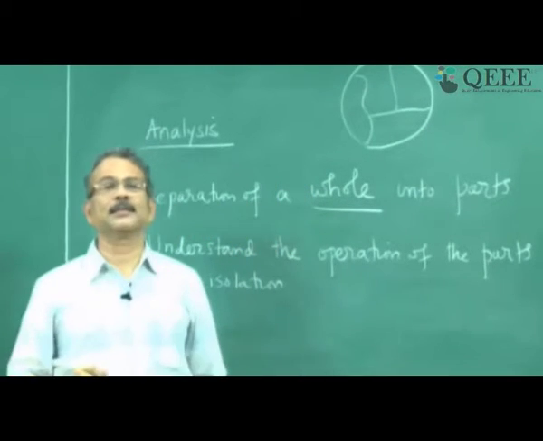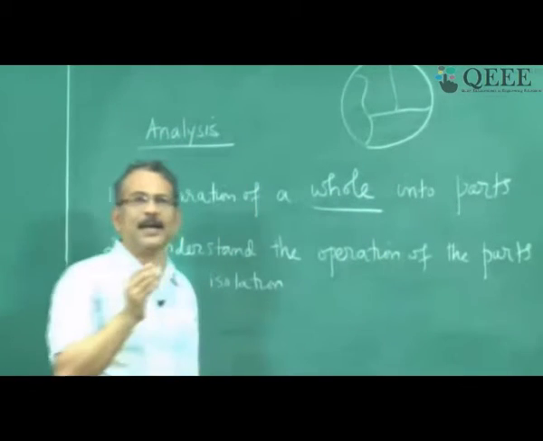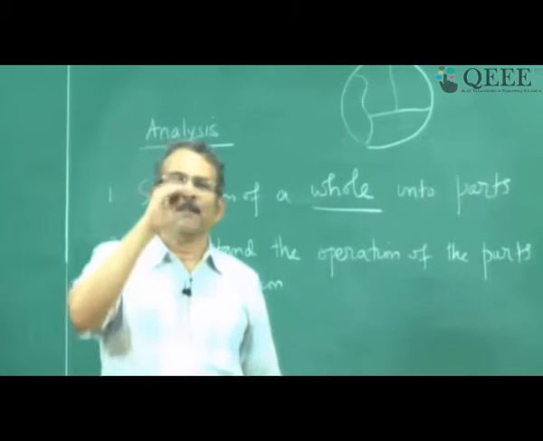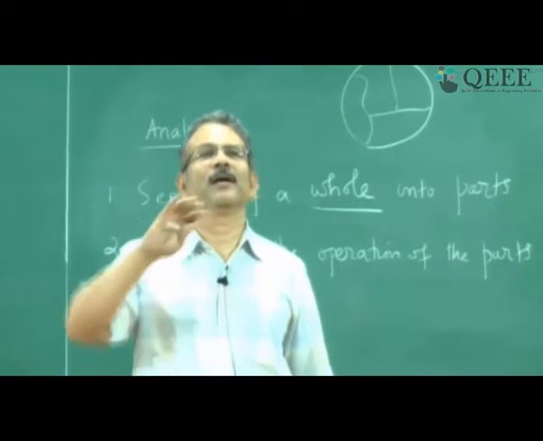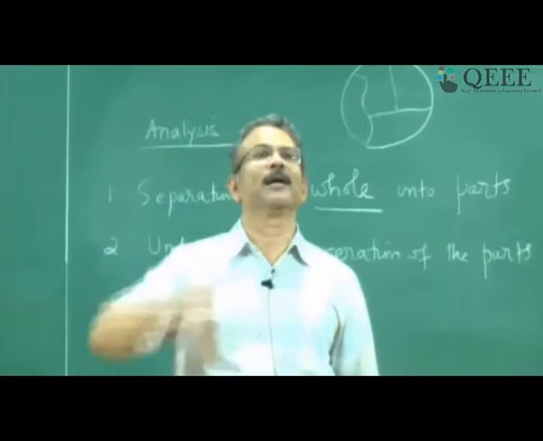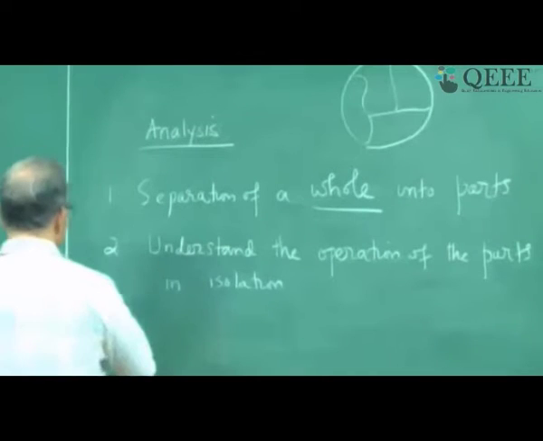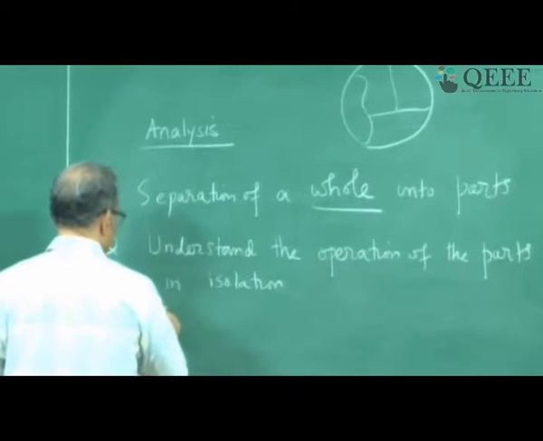So therefore, there is some intelligence involved here. I must separate the whole into parts in such a way that the parts should not influence each other. So there is some intelligence involved here. What kind of separation you can do so that you can understand them in isolation without bothering about others. Okay, the third step is combining the understanding.